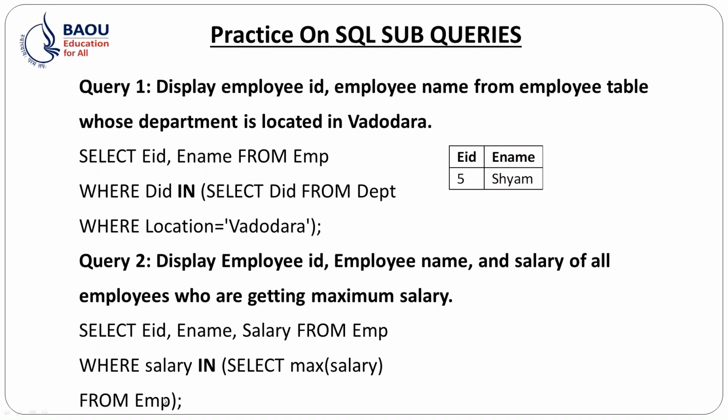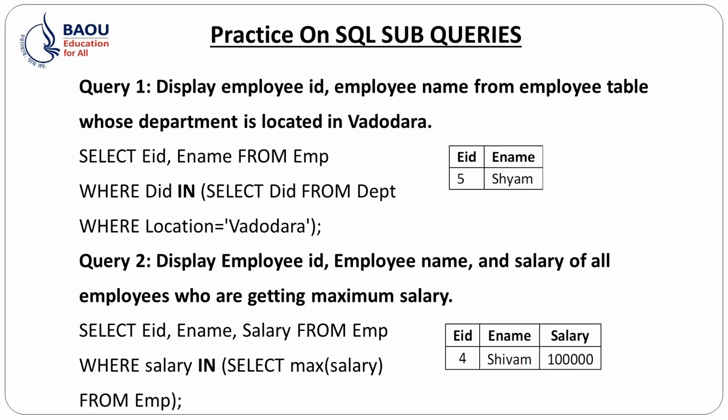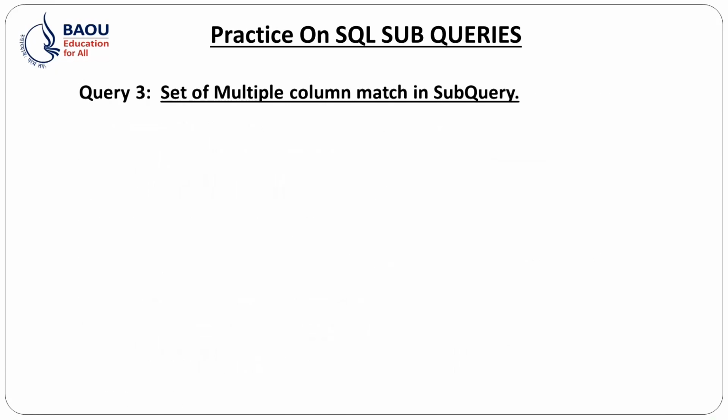The inner query finds the maximum salary from the employee table, and after that the maximum salary is matched with the salary column, and then from the employee table the employee ID, name and salary are found. So the inner query output is matched with the where condition of the outer query, and it will display the fourth record. Shivam has the highest salary.